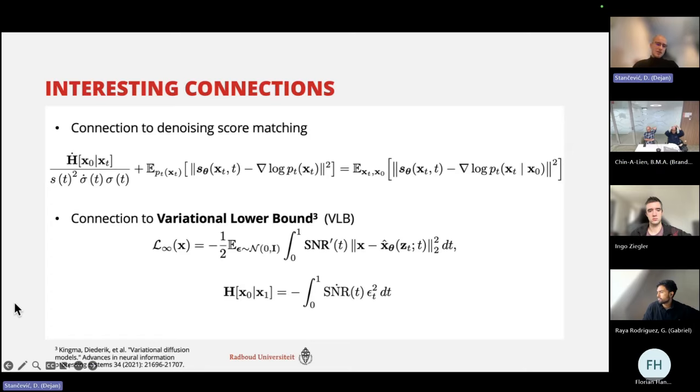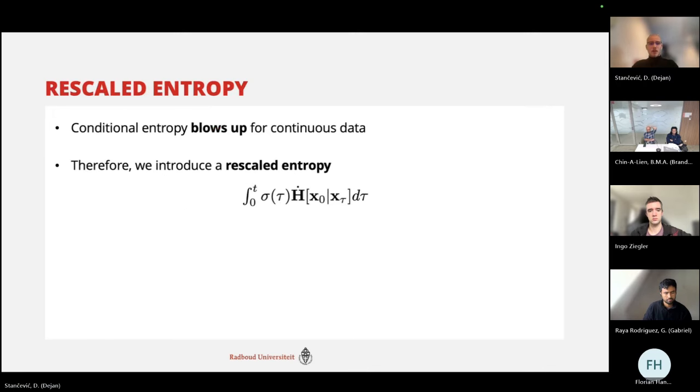So yeah, this gave us some incentive to believe that entropy is the correct quantity to use. However, conditional entropy blows up for continuous data, because there's a difference between entropy for discrete data and differential entropy for continuous data. And it turns out, to specify a real number, you need an infinite amount of information. So that's an idea why conditional entropy actually blows up. And so in order to battle that infinity, that singularity, we introduce a rescaled entropy by this expression here.